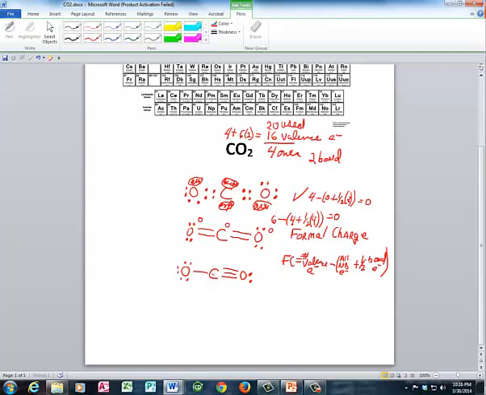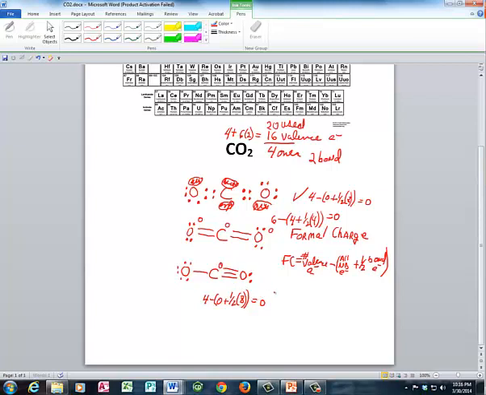If we look at carbon, carbon still has 4 valence electrons. It has 0 non-bonding electrons plus 1/2 of the bonding electrons, and it has 8 bonding electrons. 2, 4, 6, 8, and that's 4 minus 4, which is 0. So the formal charge on carbon here is 0.